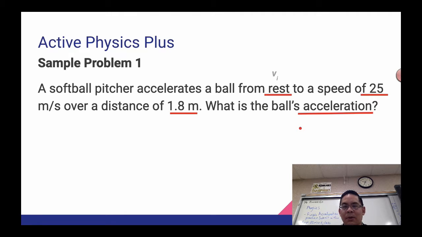So let's label those accordingly. VI, that's VF. This guy over here is the distance. That's the acceleration. That is what I'm looking for. So the question is, how do we solve this?